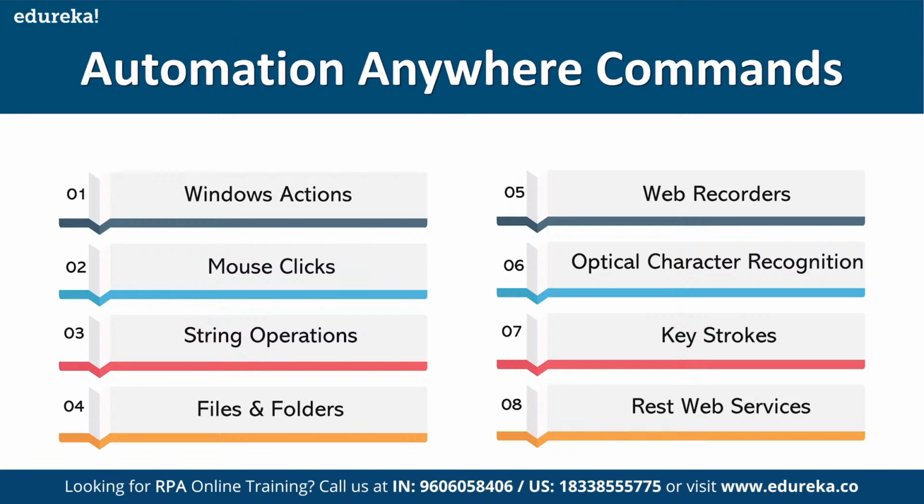Now, Automation Anywhere commands. So what are the Automation Anywhere commands? See, Automation Anywhere has various commands to perform different types of work, right? For example, if you want to do something related to Windows, we have Windows actions. If you want to do some task related to mouse, we have mouse clicks. If you want to perform some task related to string operations, we have string operations commands. We have commands or actions related to files and folders.